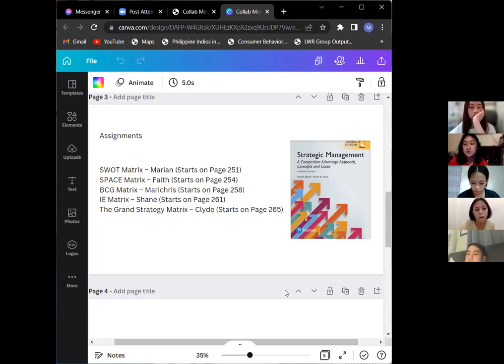So that's mostly it for what I've researched about the SPACE matrix. The next part would be the BCG matrix.